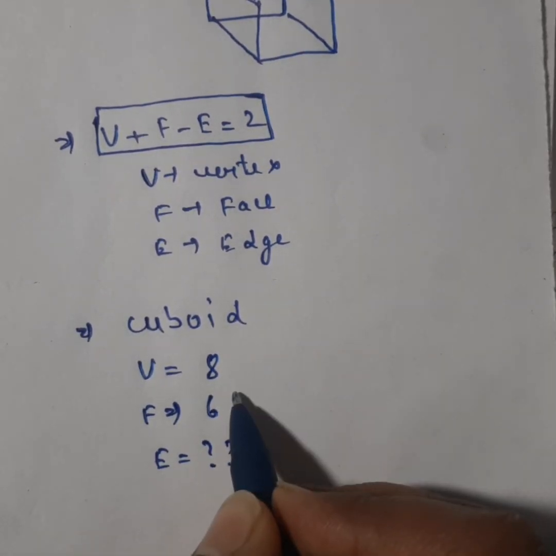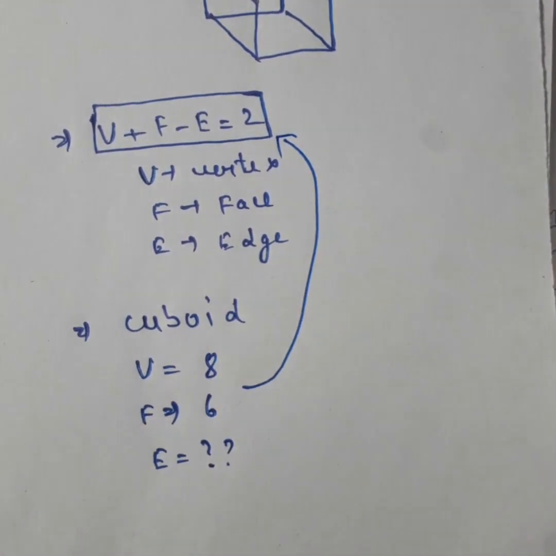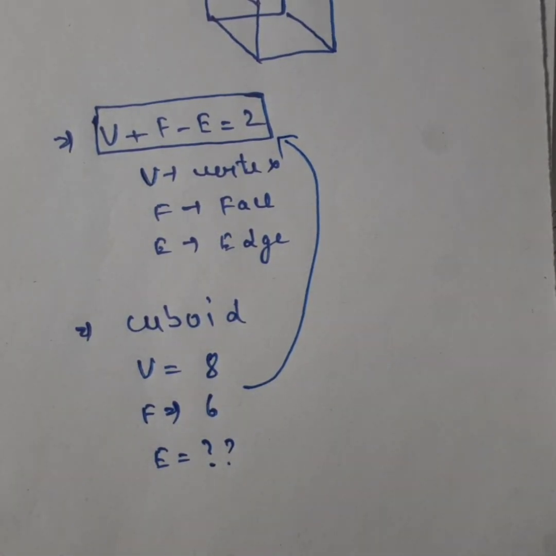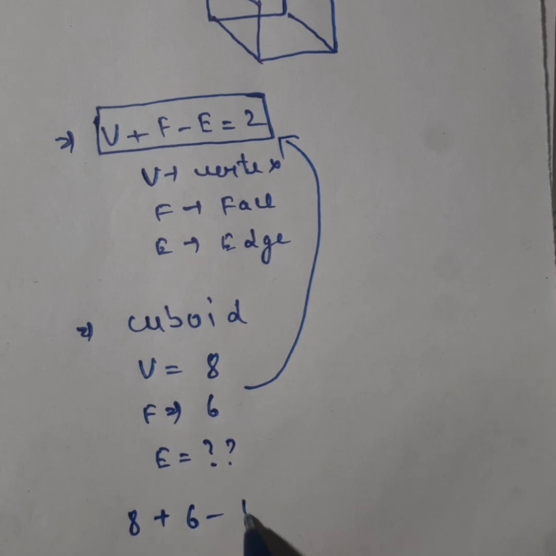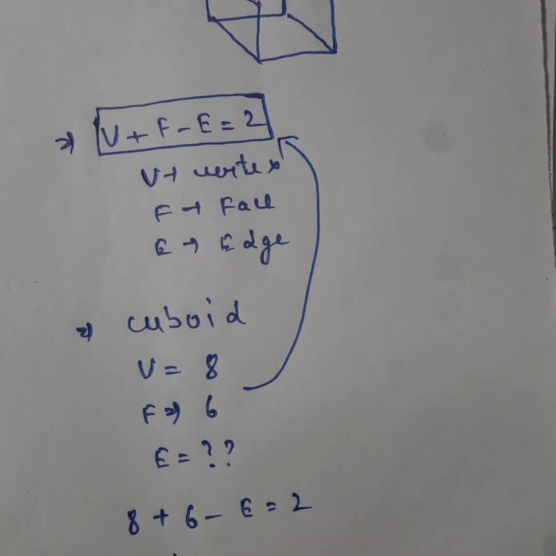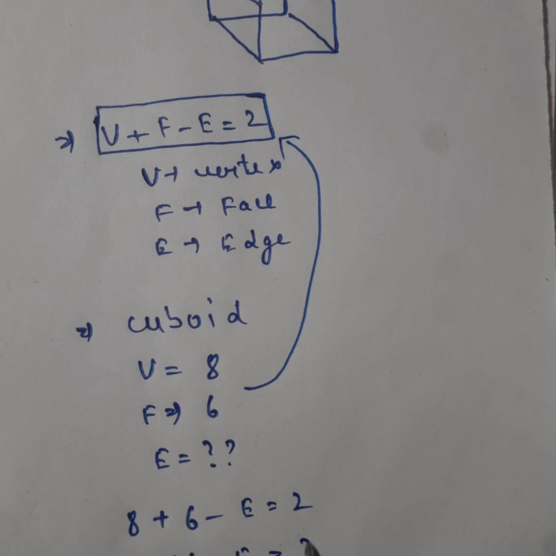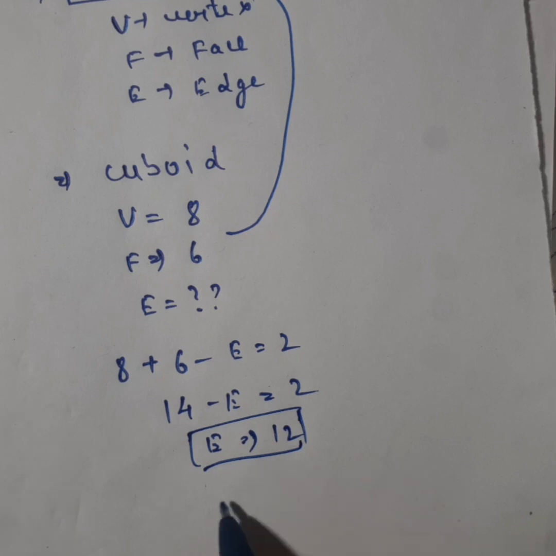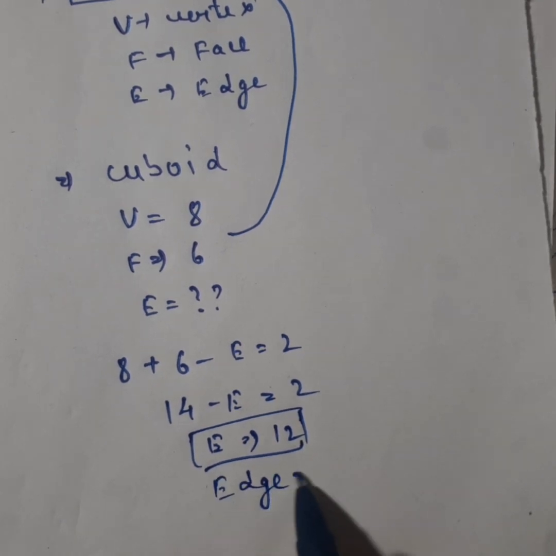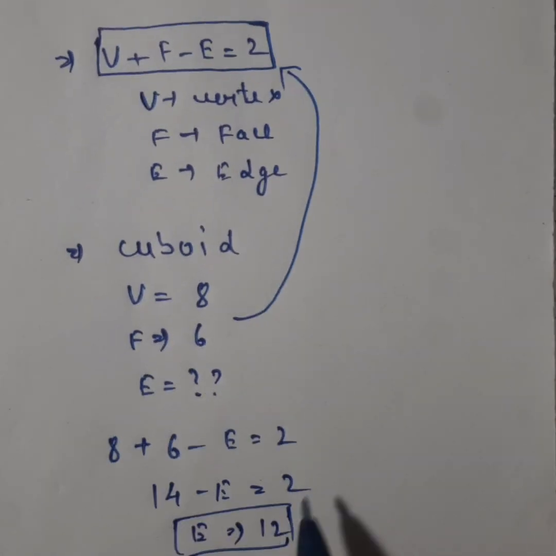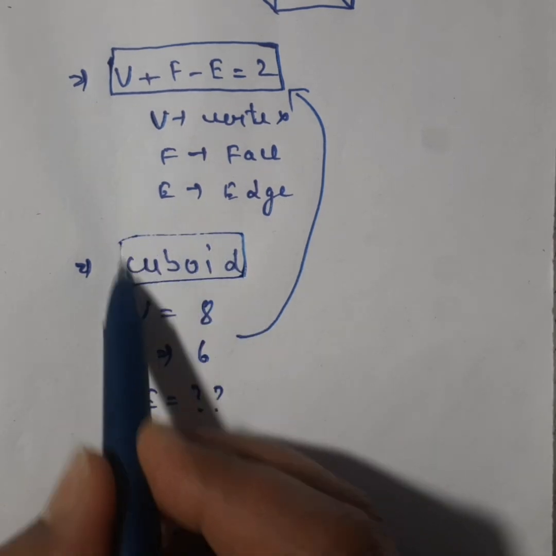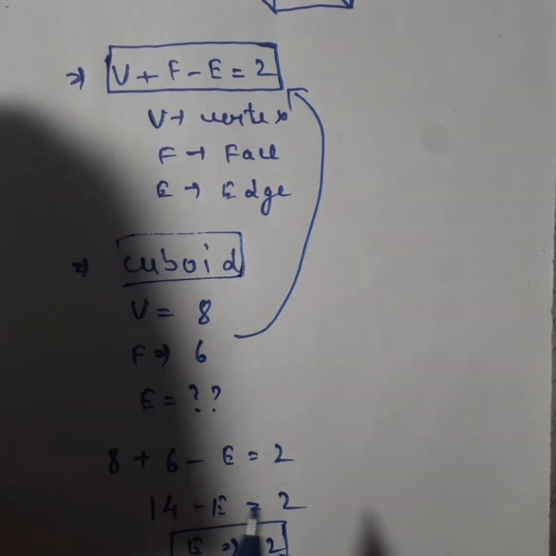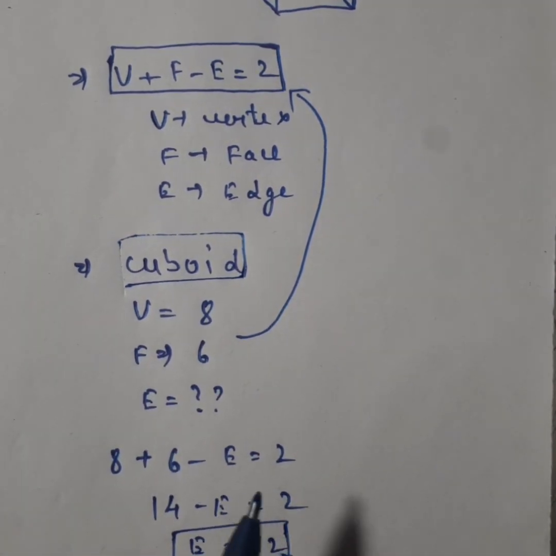So if we apply these values onto this formula, we get 8 plus 6 minus E is equal to 2. 14 minus 2 is equal to 12. With this we get the value of E equal to 12. That means there are a total of 12 edges in this cuboid. If we count, we will have 12 edges in this cuboid.